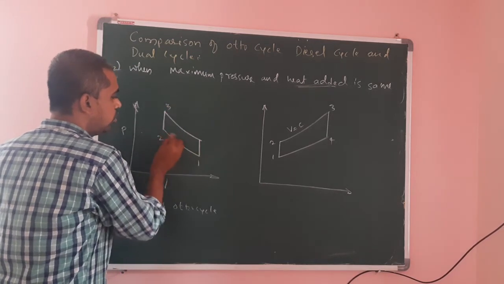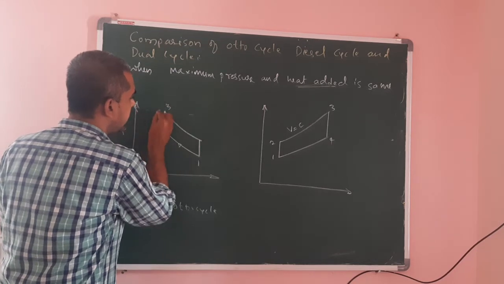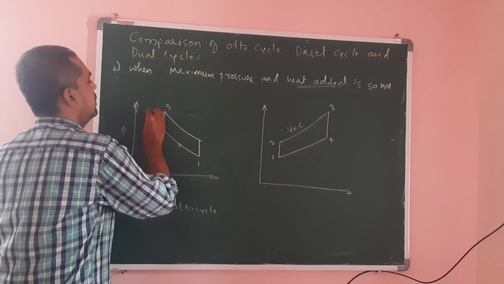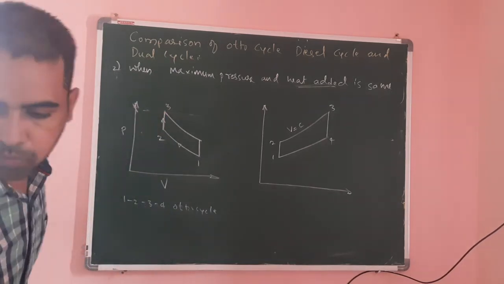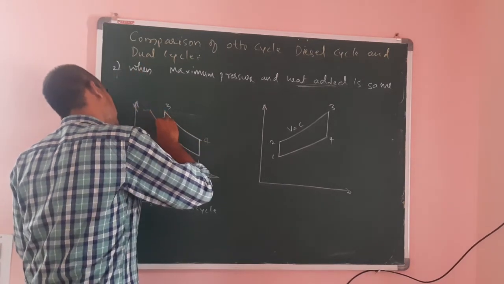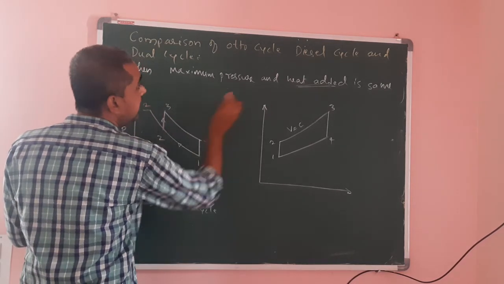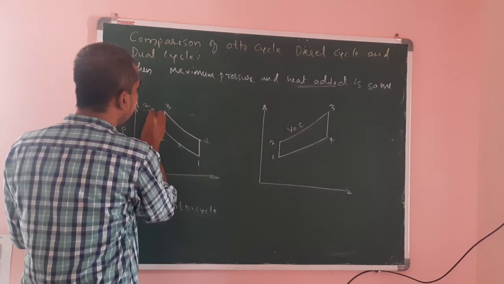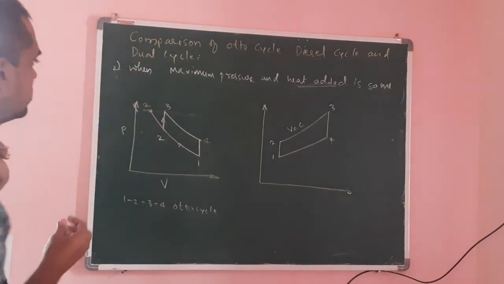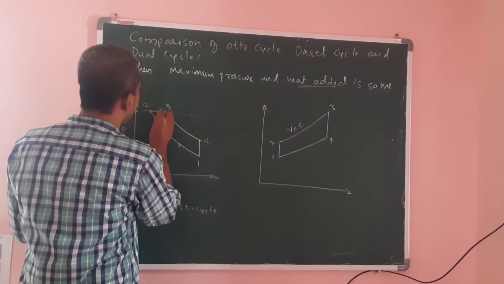Now 1 to 2 should be such that 3 should be here, on this line. So 1 to 2 has to come here. Because of 2 to 3, 1 to 2 process will be like this for the diesel cycle. 2 will be here. Heat added is also same. It will happen like this, 3 dash will be here.